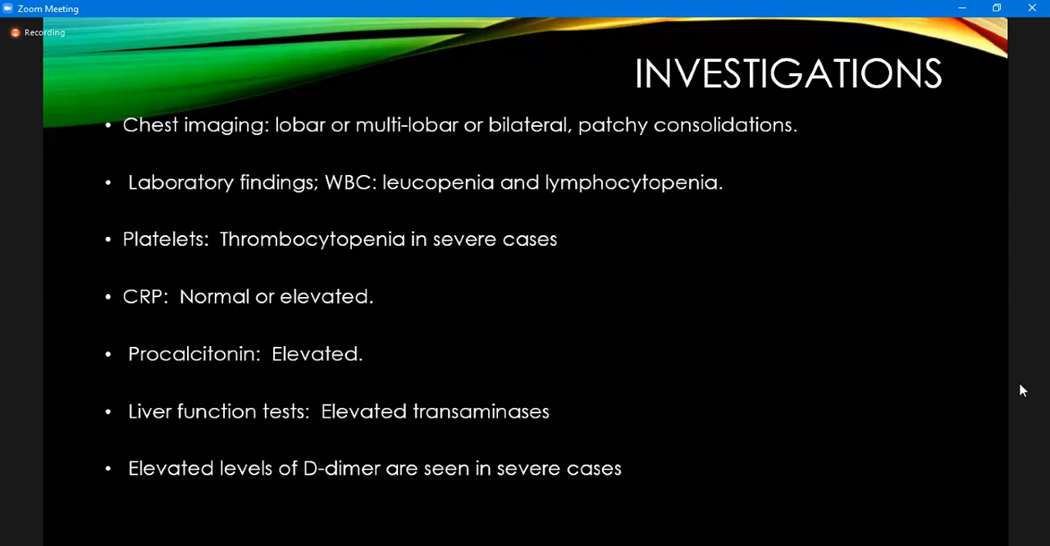With regard to the investigations, as mentioned earlier, chest imaging will show lobar or multilobar, bilateral, mainly patchy consolidations, and laboratory findings of leukopenia and lymphocytopenia. Platelets will show a thrombocytopenia in severe cases. The CRP might be normal or elevated with an elevated procalcitonin level. Elevated transaminases and elevated D-dimers are seen in severe cases. So you can understand that most of these things, in fact all of them, are very non-specific. So the ultimate diagnosis is by PCR.